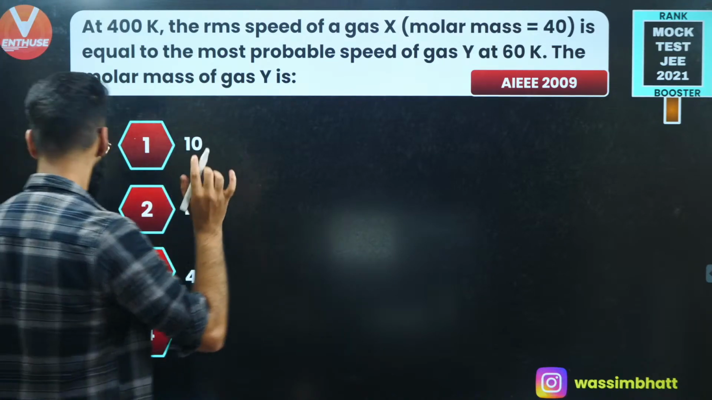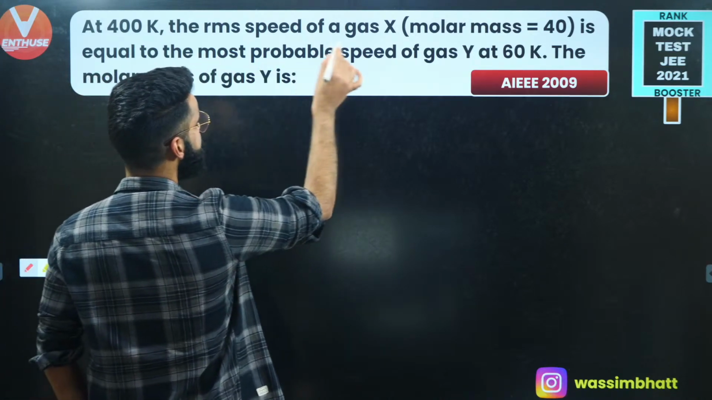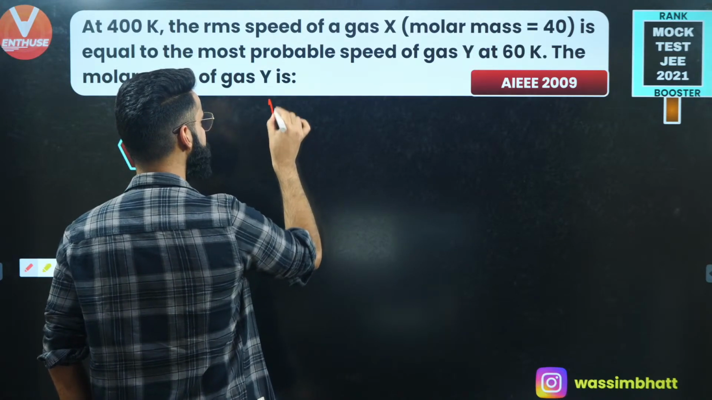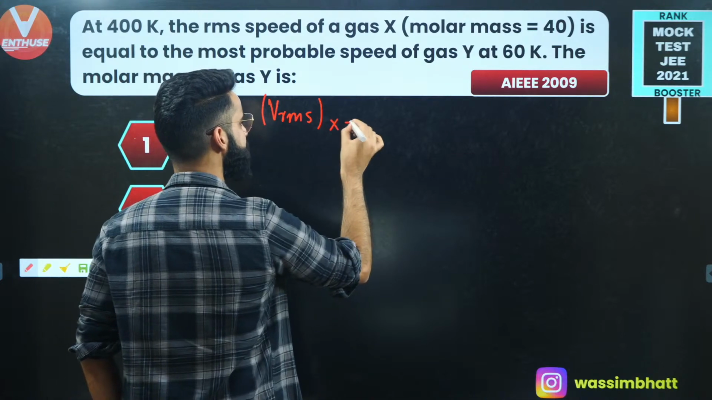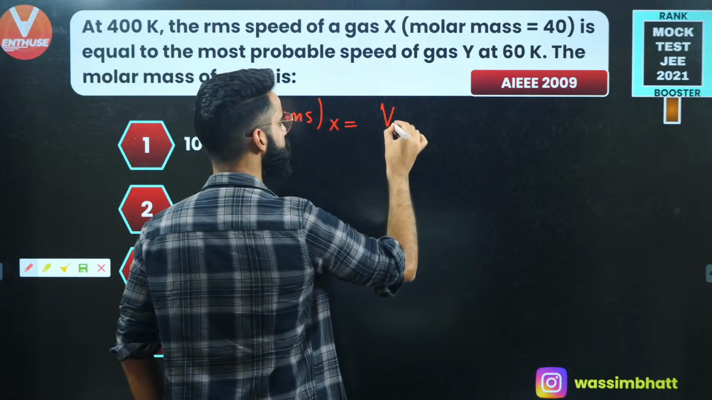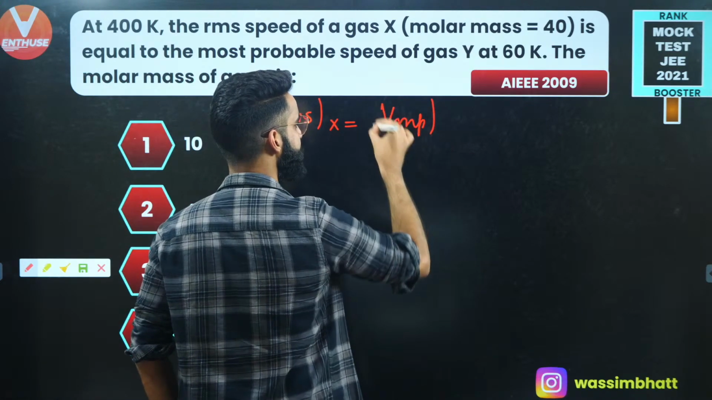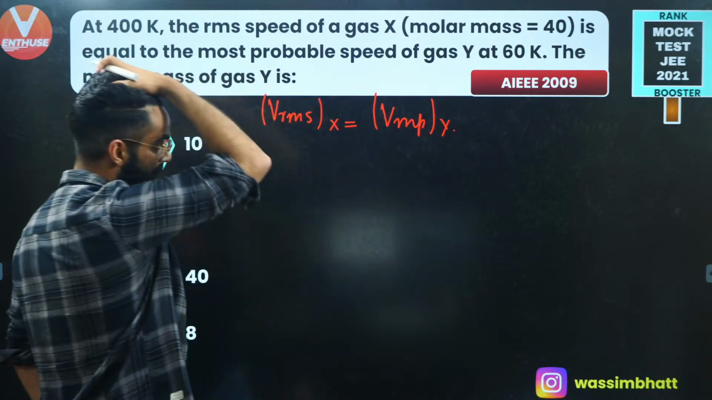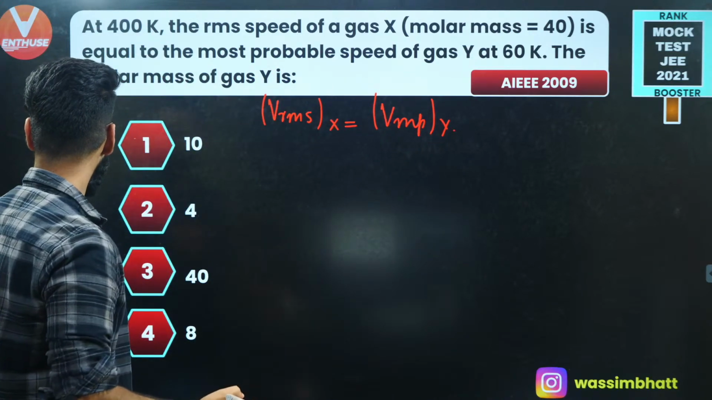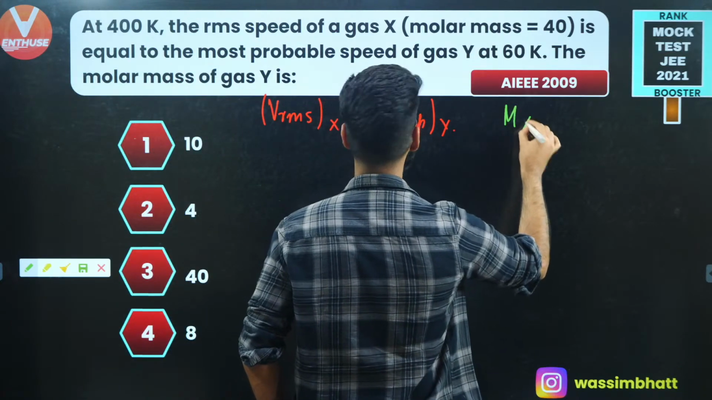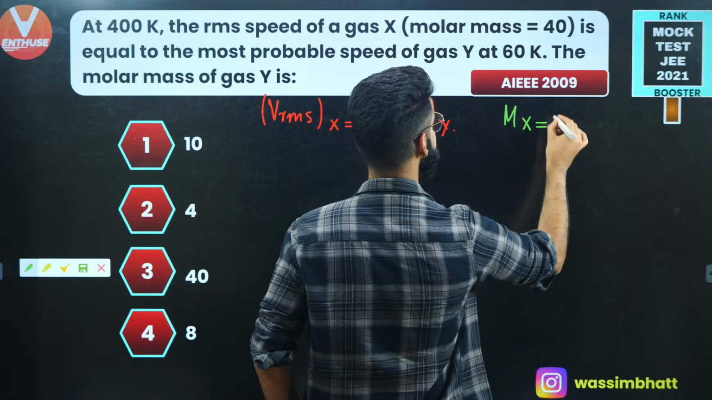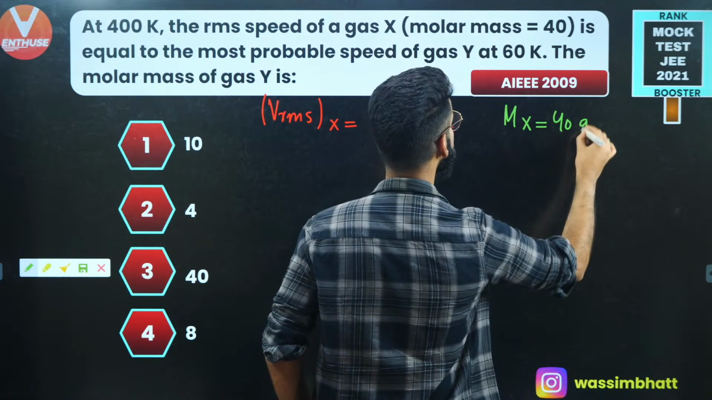See guys, as per the question, the RMS speed of gas X, I'm writing it over here, is equal to the most probable speed of the gas Y. And at the same time, what parameters are we given? We are given the molar mass of gas X. Molar mass of gas X is given to me as 40 grams per mole.